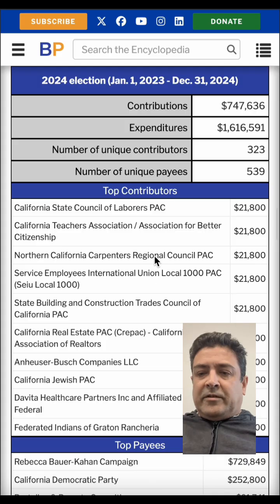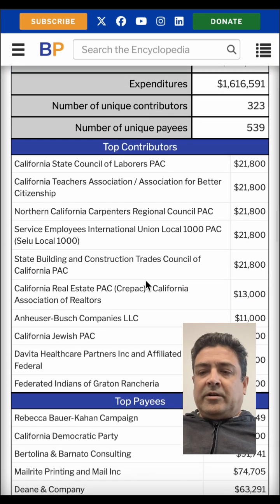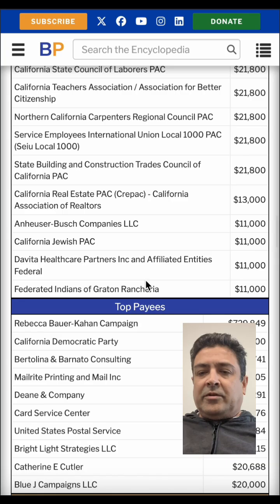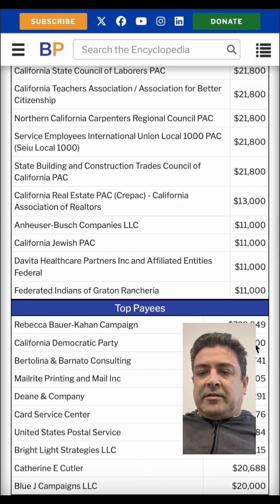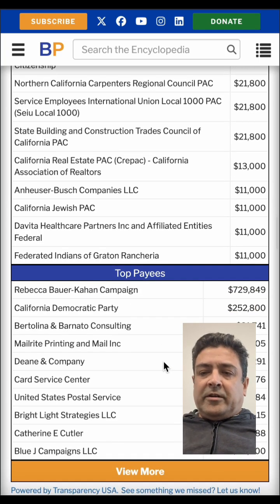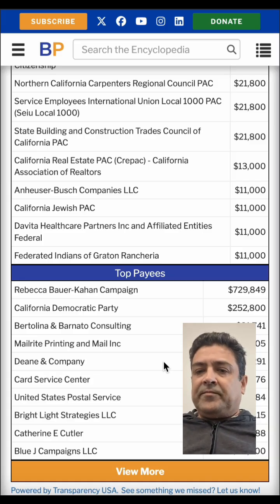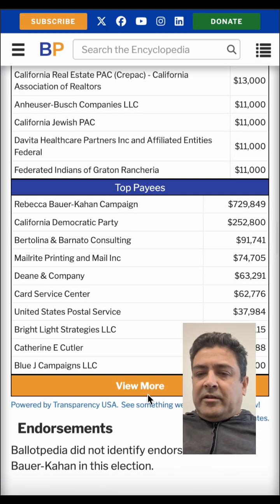Look at the place where the contribution is coming in, and look at the place where the contribution is going out. One of the big numbers I see here is the California Democratic Party getting 252K, and Bertolina and Bertana Consulting 91K. And the rest of the other things I would definitely think are expenses that we need to look into. Maybe plus or minus, we can do more research on that.